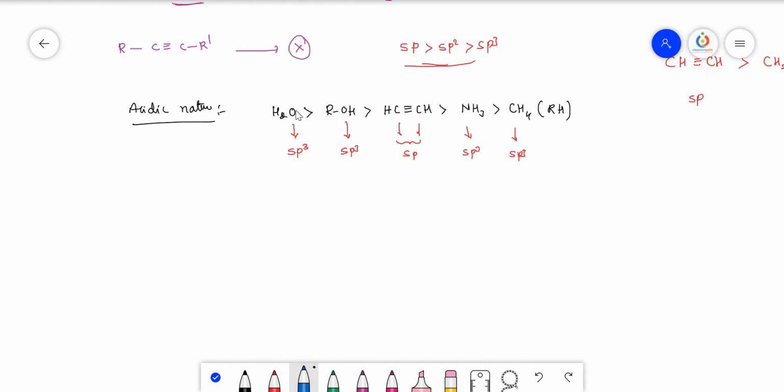oxygen is there. Oxygen is more electronegative than carbon. So even though here it is sp hybridized, oxygen's electronegativity predominates over the electronegativity of the sp hybridized carbon atom, so that oxygen can easily withdraw the electrons from the oxygen-hydrogen bond, so that it can release the hydrogen more readily than the remaining compounds.